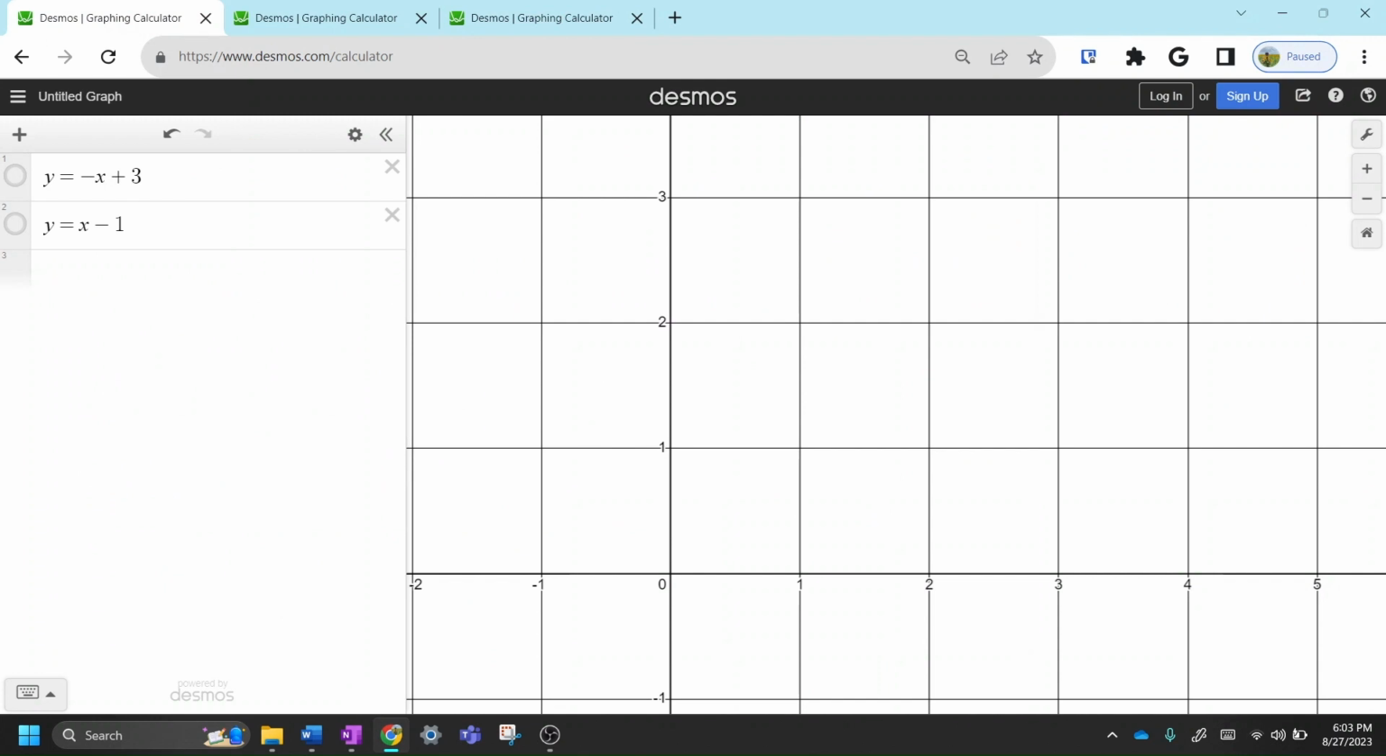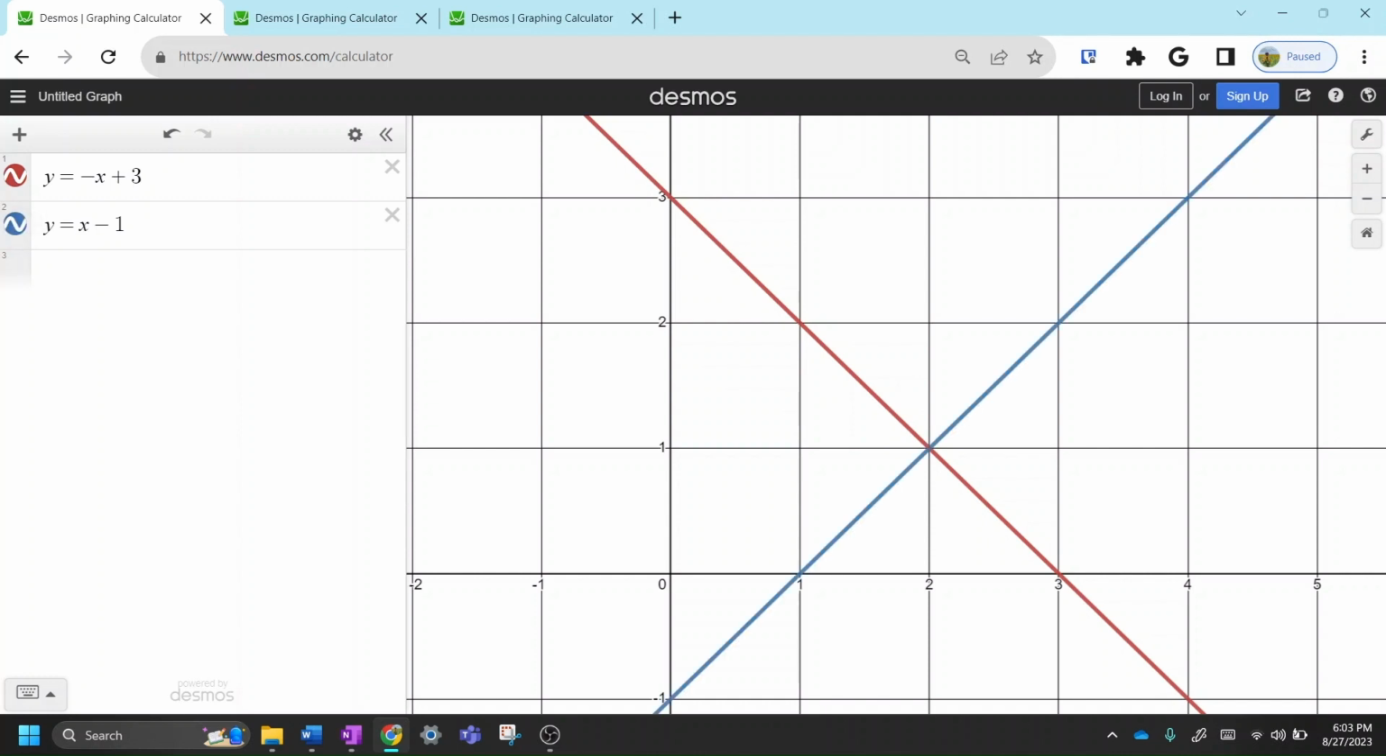Alright. So let's look at our first equation. Here's y is equal to -x plus 3. This is the one with the negative slope, right? We see it decreasing as we look at the graph from left to right. Now we look at our second line, y is equal to x minus 1. This is our positive slope, so it should be increasing as we read from the left to the right.